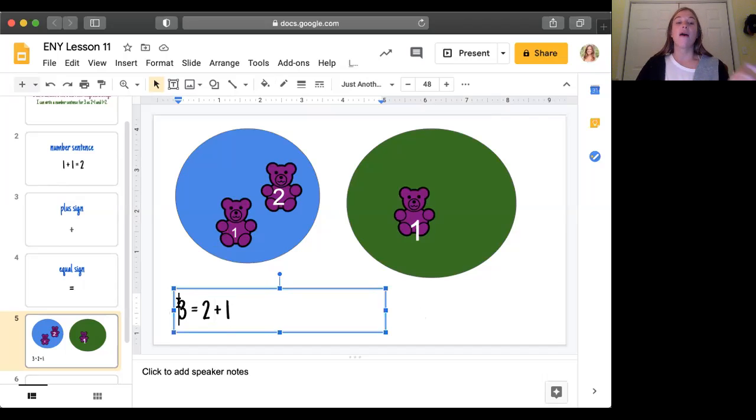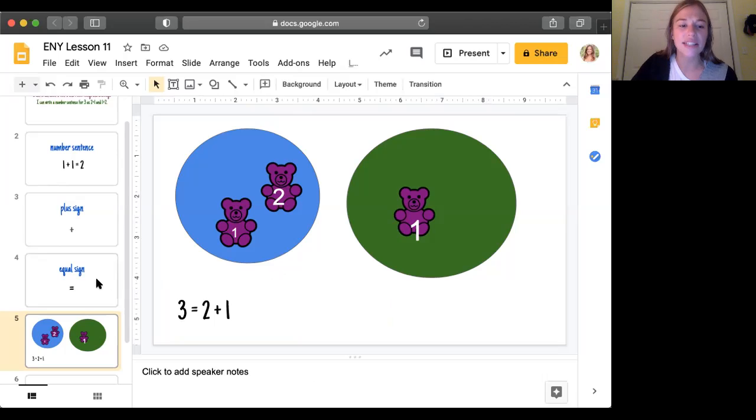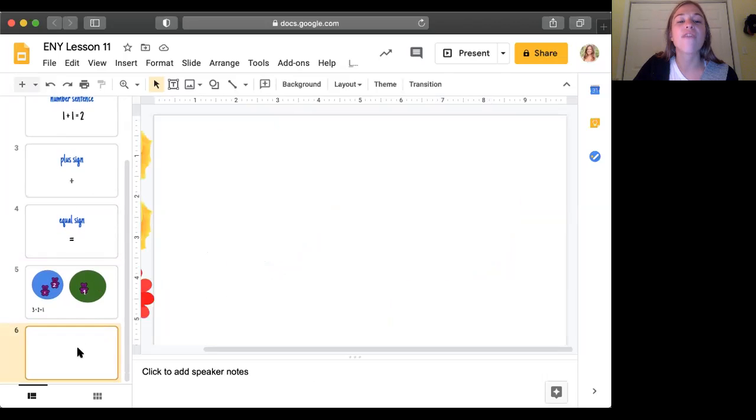Let's say that one more time. So scholars, we're going to say it with me. That means everyone's mouth should be moving, saying the number sentence along with Miss Weed. 3 equals 2 plus 1. One more time. 3 equals 2 plus 1. Yes, awesome job. Okay, scholars, now I have another story for you.